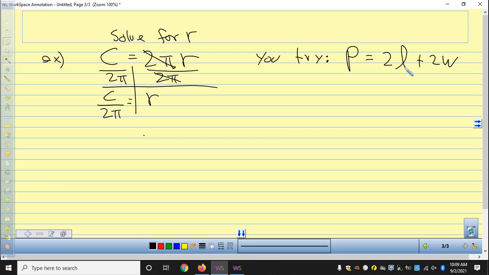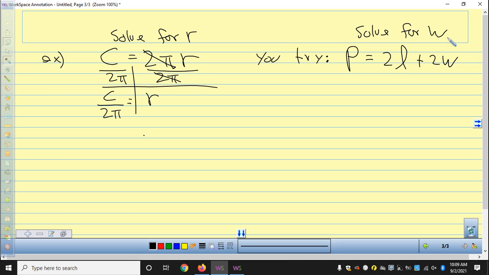Not yet. Solve for W. So work on this one. Solve for W. This is a lot like the second example that we just did on the other page. So if you look back to your notes on the second example, that can help you out. So you can think of this as being plus 2L.